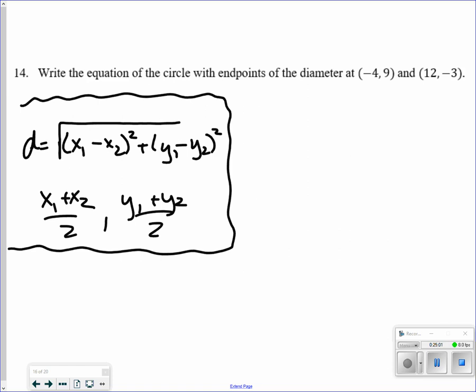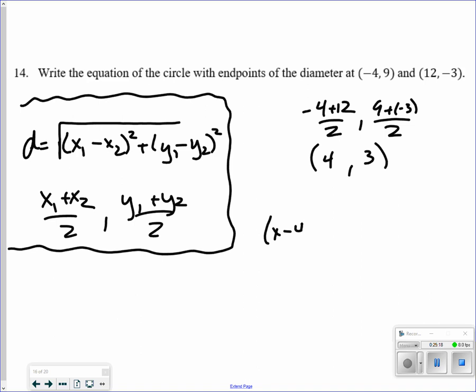So let's find the center. Add the x's, divide by 2. I get 4 for x. Add the y's, divide by 2. I get 3 for y. So I'm talking about (x - 4)^2 + (y - 3)^2 equals, and now I've got to figure out the radius.